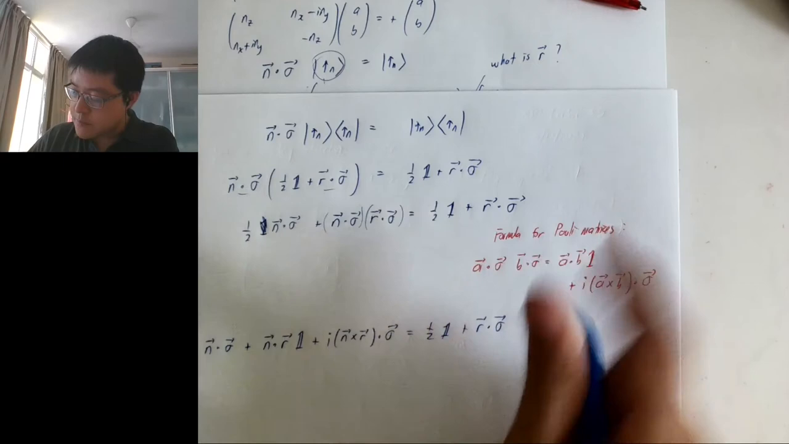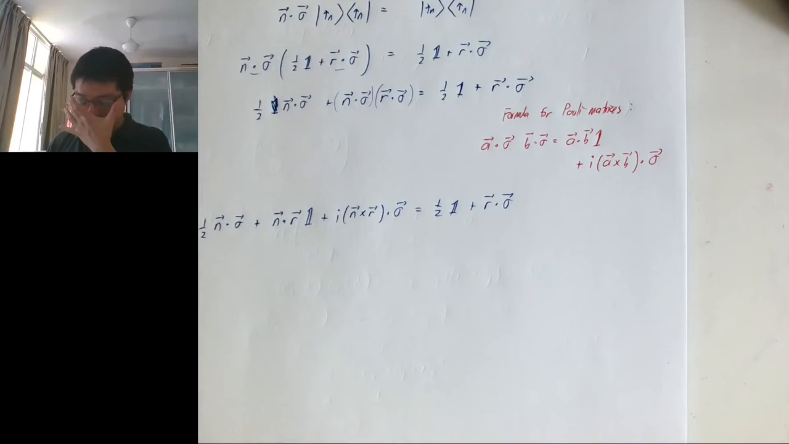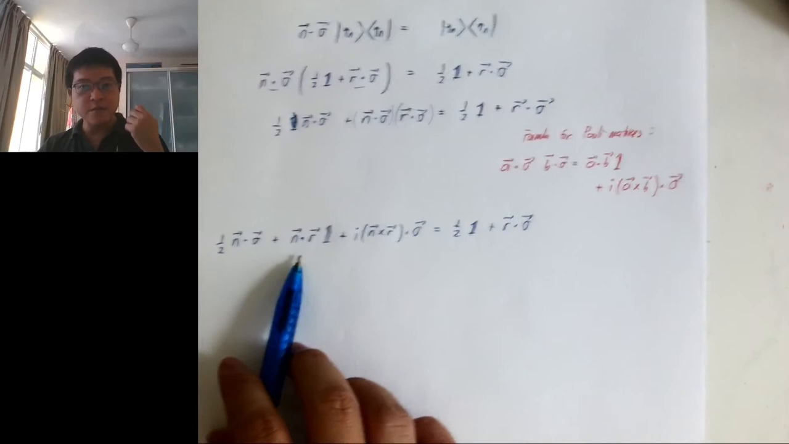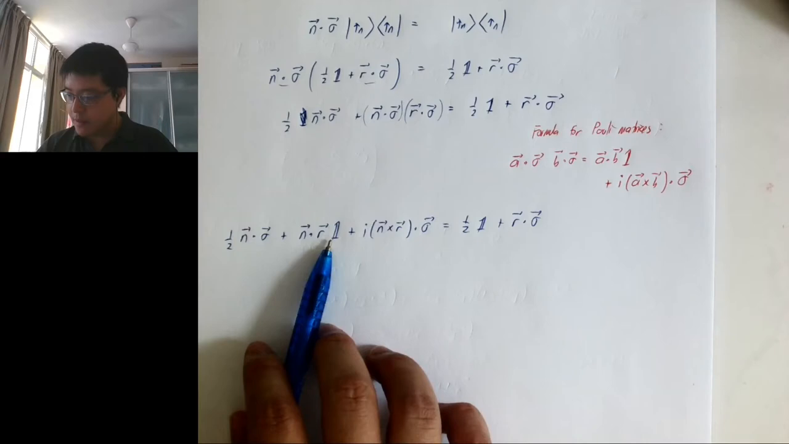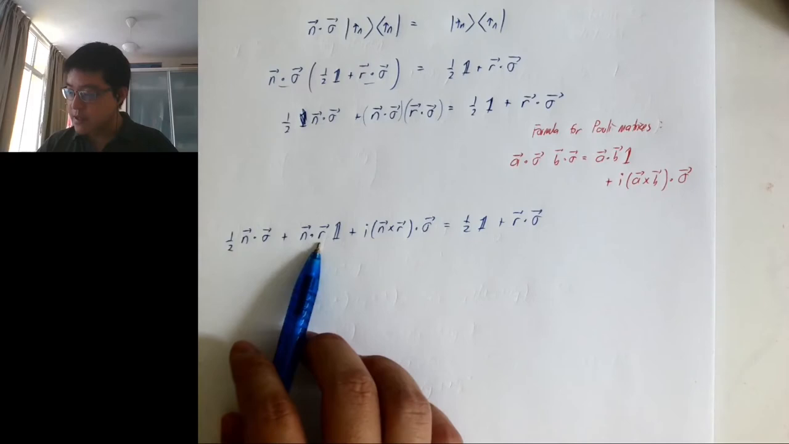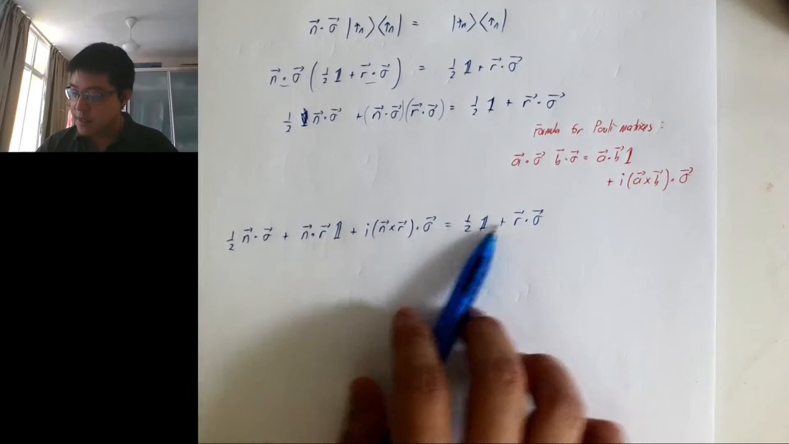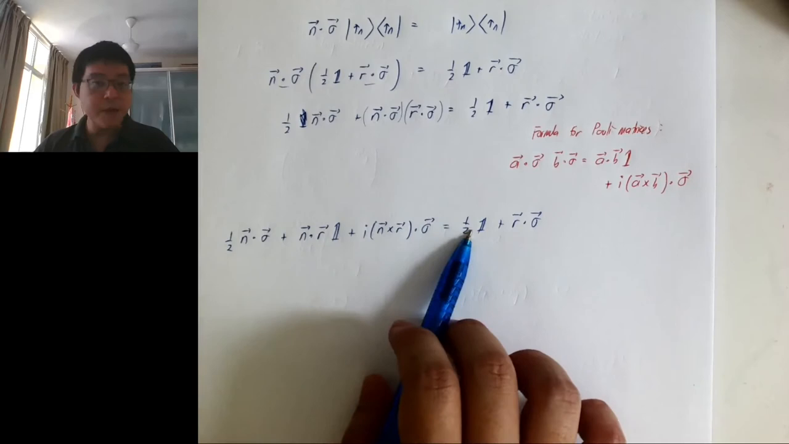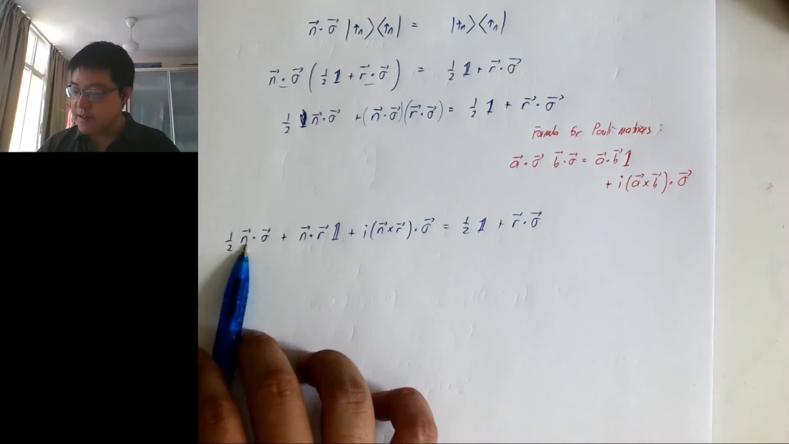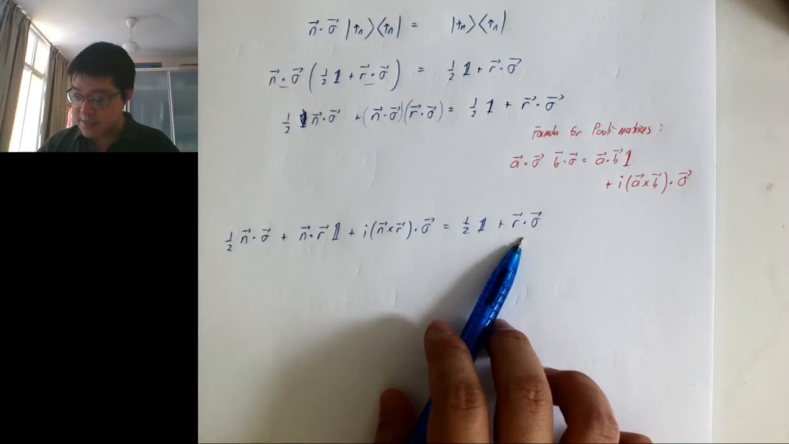Okay, so it looks like it's getting more and more messy, but I just want to find the equation that satisfies this. We're supposed to find the r that satisfies this equation. So if I look at this, this is half I, and then this is n dot r. Firstly, let's start with the identity. So I can match this. If this becomes half, this part will become the same. And if this is equal to this, then this becomes the same. And this is n cross r. I want this to be zero.